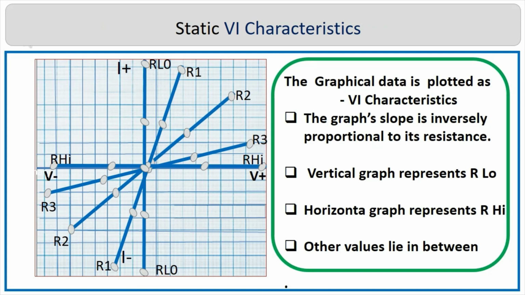The figure shows typical resistor VI characteristics. The graph slope is computed as the ratio of change in voltage to current and is inversely proportional to the resistance value. That is, horizontal and vertical graphs represent high and low resistance respectively, and the rest lie in between.